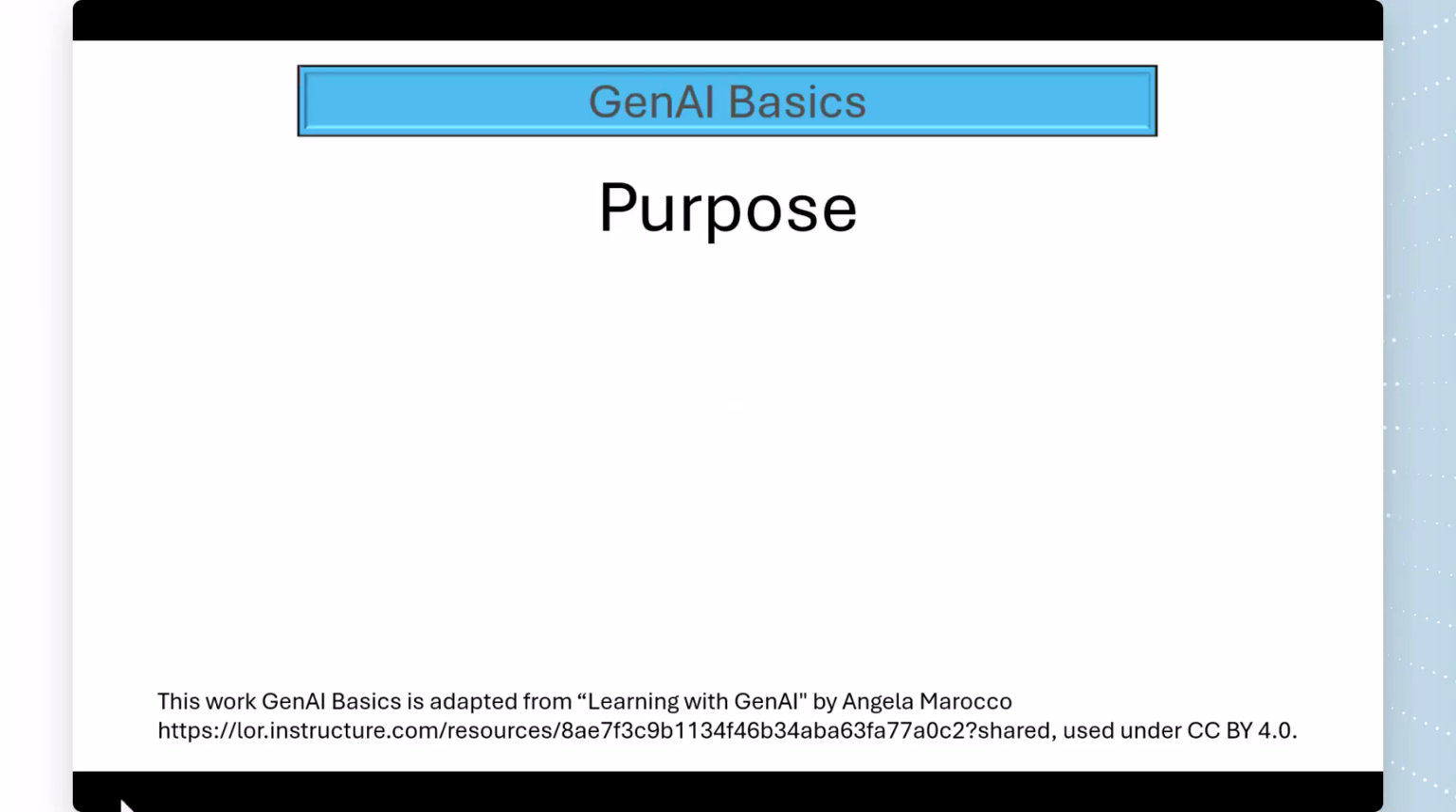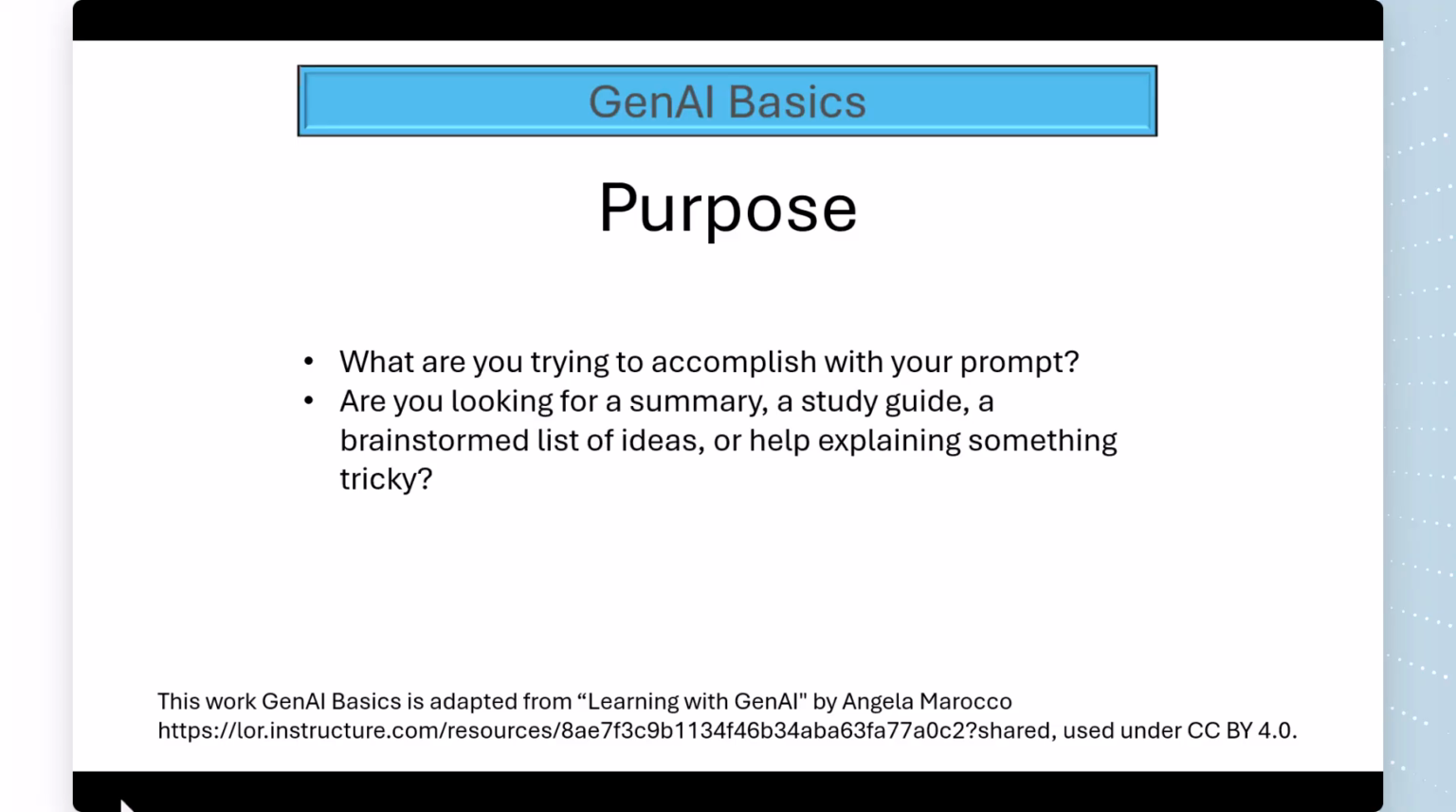Finally, let's look at purpose. What are you trying to accomplish with your prompt? Are you looking for a summary, a study guide, a brainstormed list of ideas, or help explaining something tricky? Your purpose should guide the format and tone of the output.